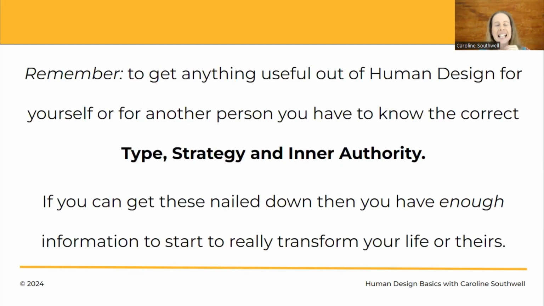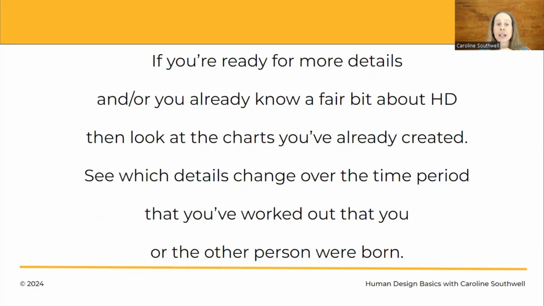client. Remember, to get anything useful out of human design for yourself or for another person, you have to know the correct type, strategy, and ideally inner authority. If you can get these nailed down, then you have enough information to really start to transform your own life or the life of whoever you might be supporting. And if you're ready for more details, we'll keep going.